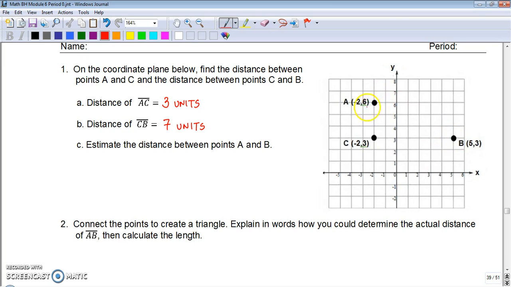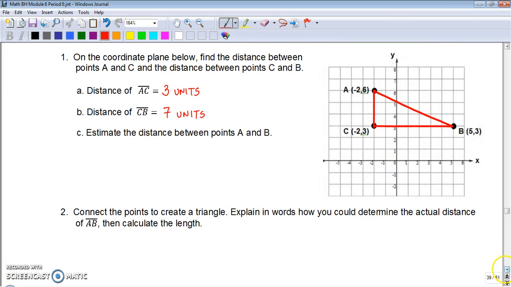Hopefully you can see that there's an issue to find the exact length of this because we can't count along the grid. Based on the fact that we could build a right triangle, which number 2 asks us to do, we should know that AB must be longer than 7 units. So for C, you could try to make an estimate, but we're going to now skip to the precise way to figure out the length of AB.